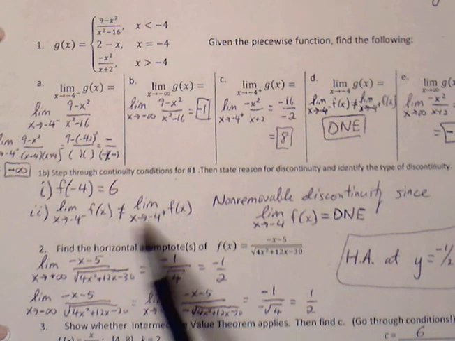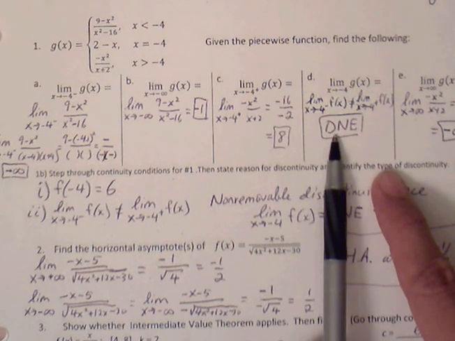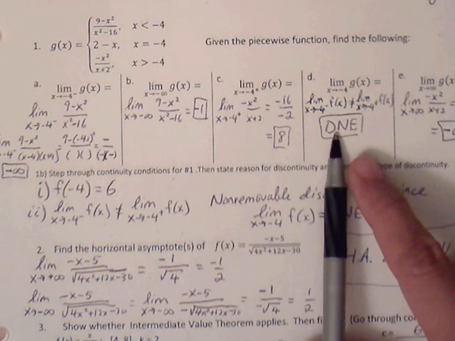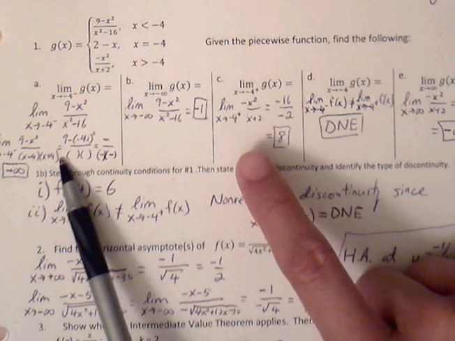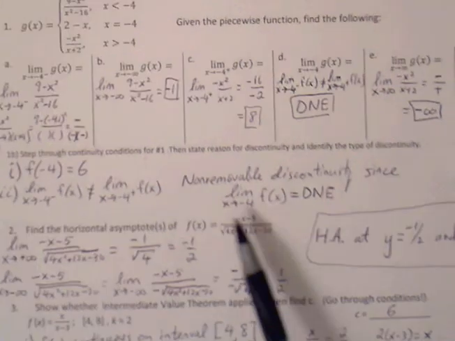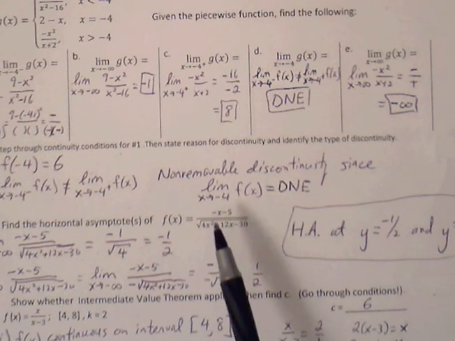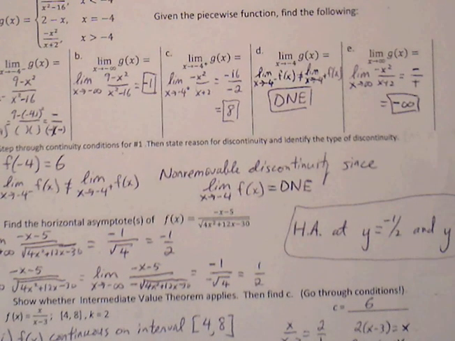Second condition is saying that the limit exists. And we already saw from part D of number 1 that the limit does not exist because the one-sided limits do not agree. So the second condition fails, and because the second condition fails, we can say that this is going to be a non-removable discontinuity since the limit does not exist.